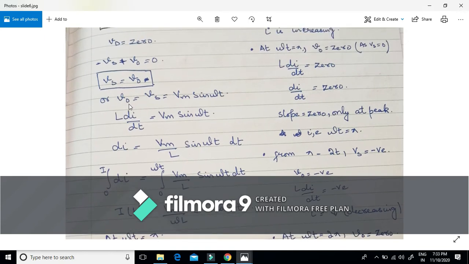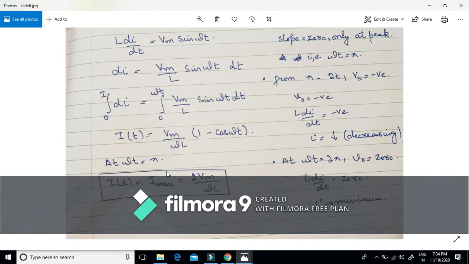we know the voltage across the inductor, represented by V naught or VL, is equal to L di by dt, that is equal to Vm sine omega t. On integrating, di from the initial value to the final value, from 0 to omega t, as we don't know up to which period it is conducting. That's why from 0 to omega t. That means our I of t is equal to Vm by omega L times 1 minus cos of omega t. At omega t equal to pi, I of t is equal to I maximum, which is 2 Vm upon omega L.